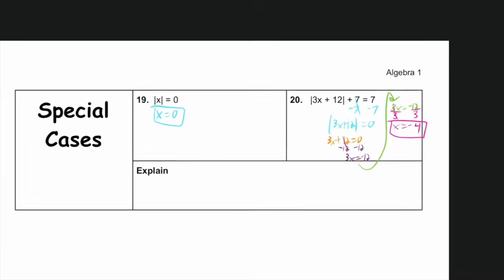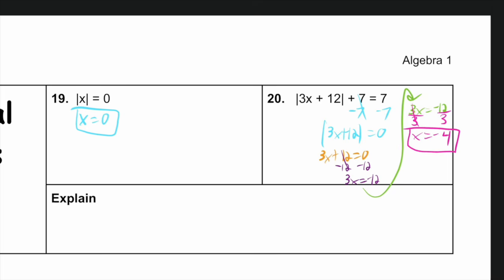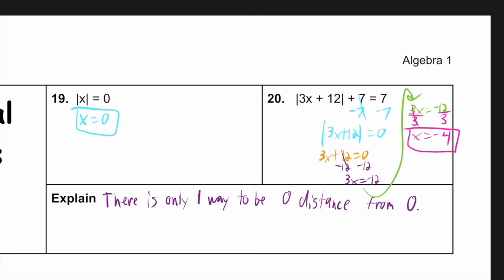And our explanation again for this is that there is only one way to be 0 distance from 0. Now it's true that there's only one way to be zero distance from anything, but for absolute value, we're specifically talking about the distance from 0. So that wraps up here section 3.4 of Algebra 1.